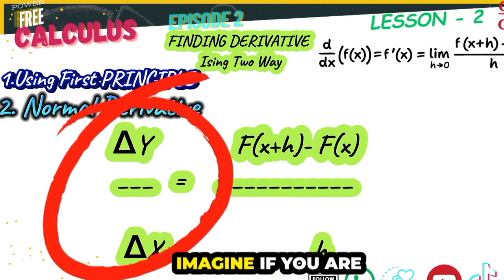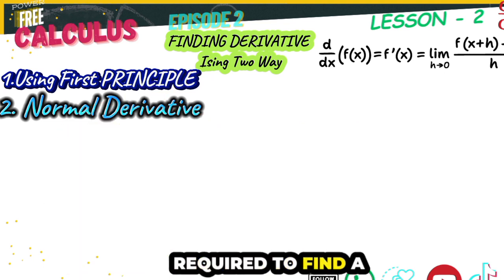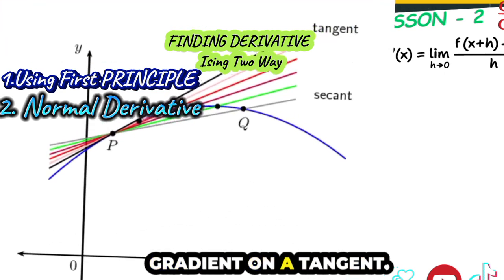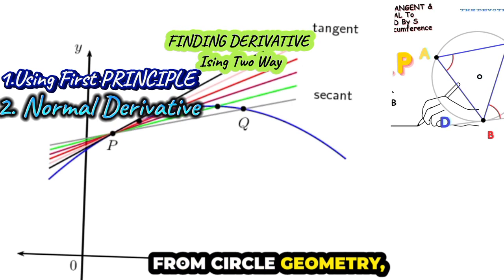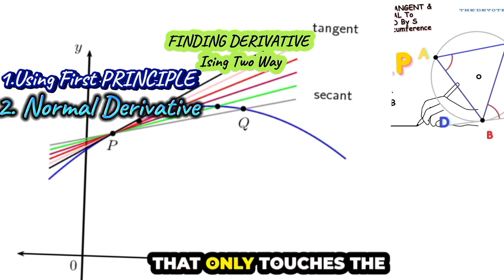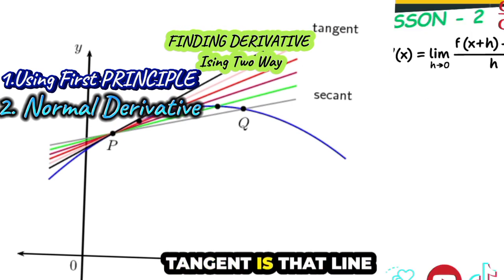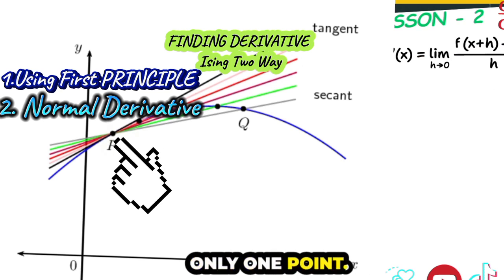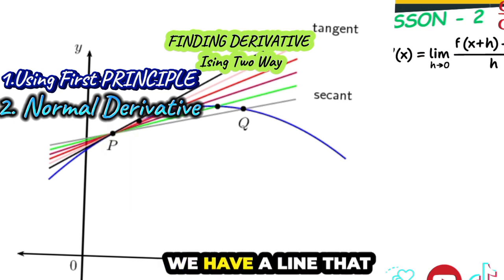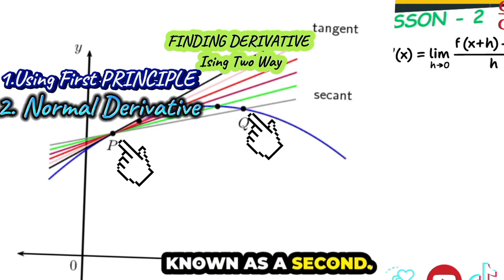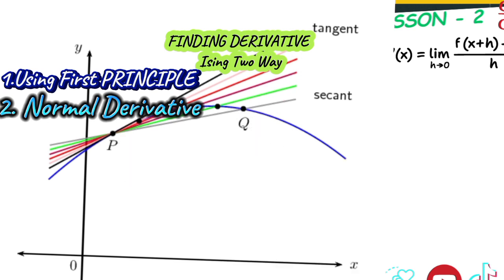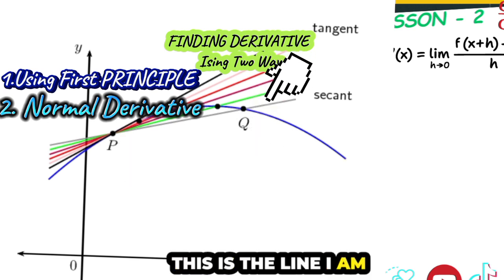Well, now imagine if you are required to find a gradient on a tangent. Remember, a tangent from circle geometry is a line that only touches the circle once. A tangent is that line that cuts a graph at only 1 point. And a line that touches a graph at 2 points is known as a secant. This is the line I am talking about.